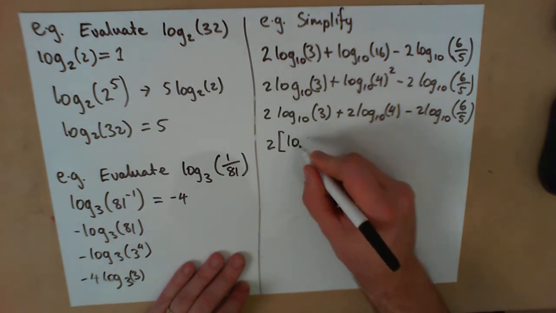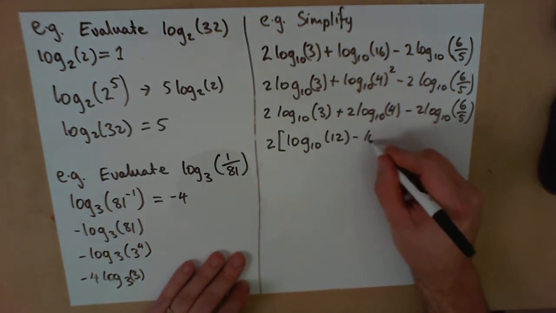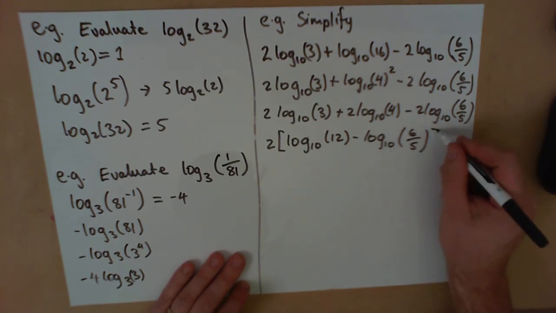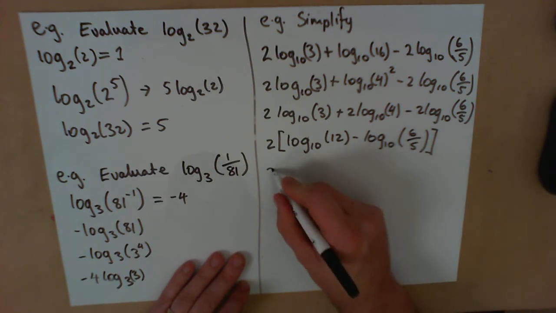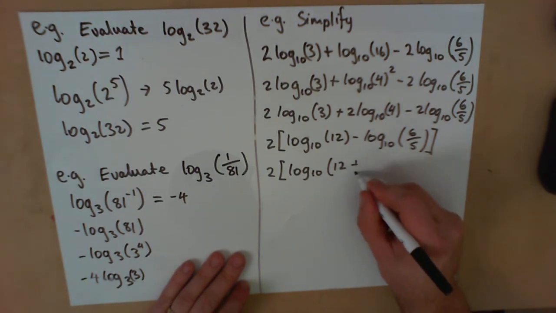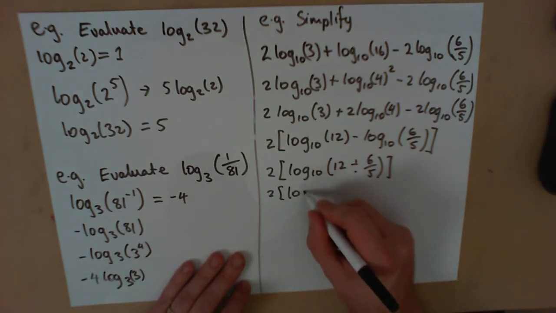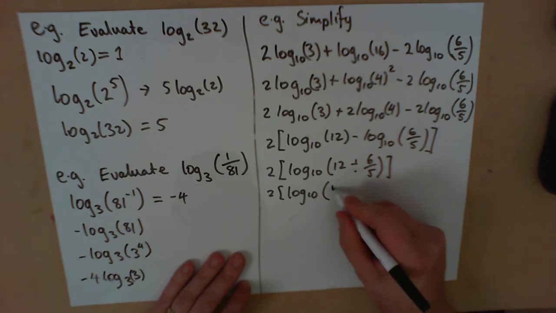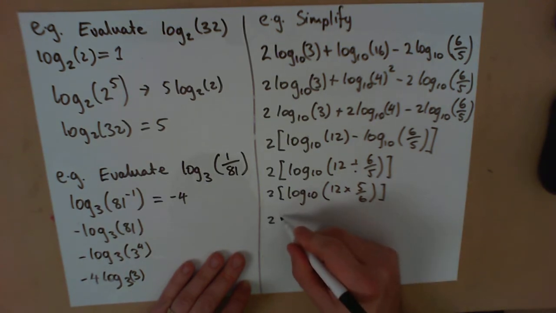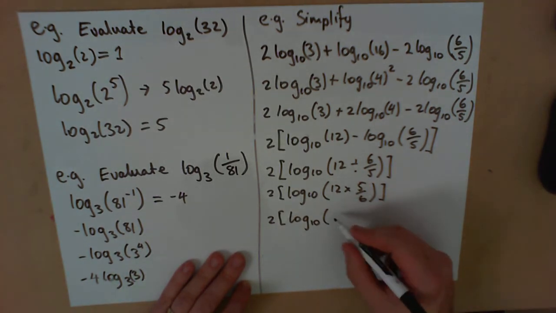So then we can say, well, we've got log to the base 10. Now we're adding, so we're going to multiply these together, of 12, minus log to the base 10 of 6 on 5. Well, we're taking away, so that means that we're going to divide: log to the base 10 of 12 divided by 6 on 5. And we can flip and multiply on this, and go 12 times 5 on 6. And we've got 2 outside of log to the base 10 of, so our 12 and our 6 can cancel down to be 2.